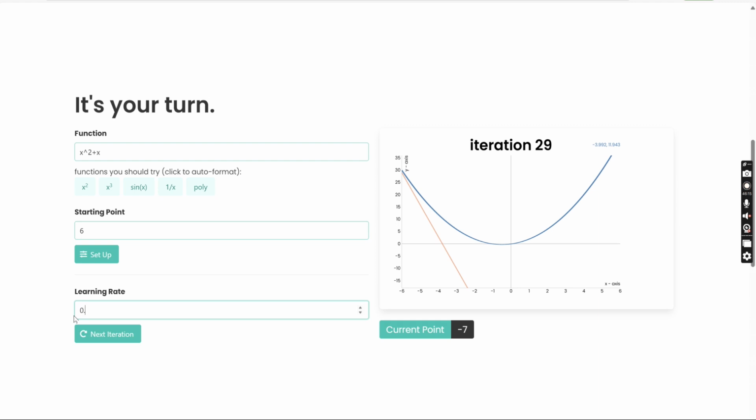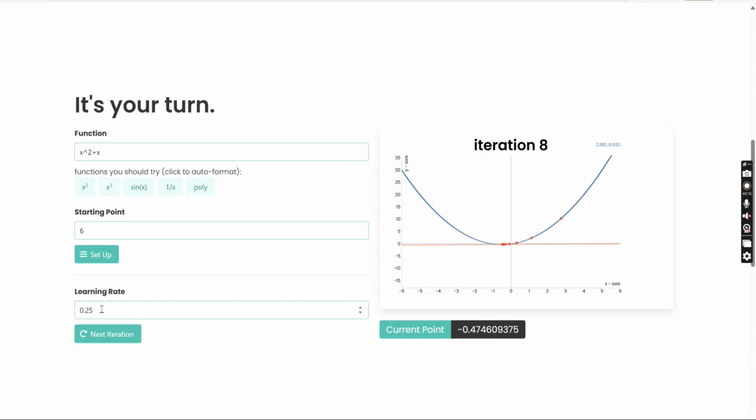So now I will keep it as 0.01. This is what I kept, I think 0.1. Let me set it up again. See, it reached the local point in just 13 iterations versus 126 that it took for 0.01. If I set it as 0.25, let's see now. In 4 iterations it reached.